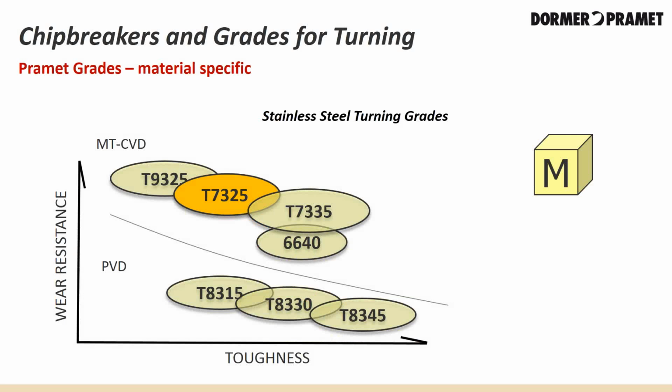So when looking at stainless steel grades or the ISO-M application area, we can look at the chart above. The CVD coated grade of T7325 would be first choice for turning of M group materials. It gives you higher productivity, allowing for higher cutting speeds, tool life, and operational reliability and suitability for interrupted cuts.